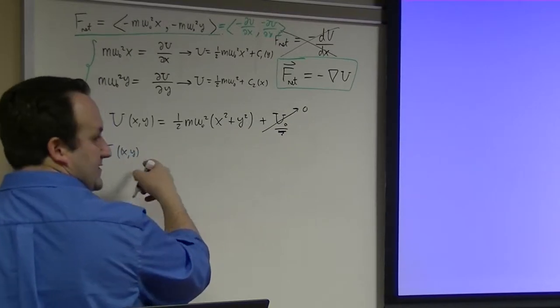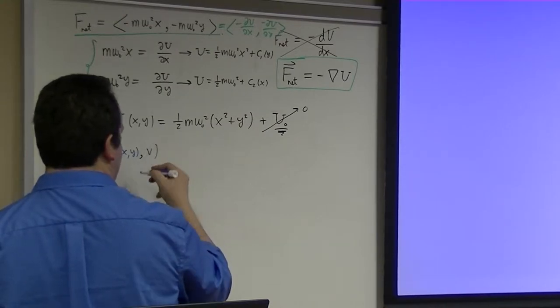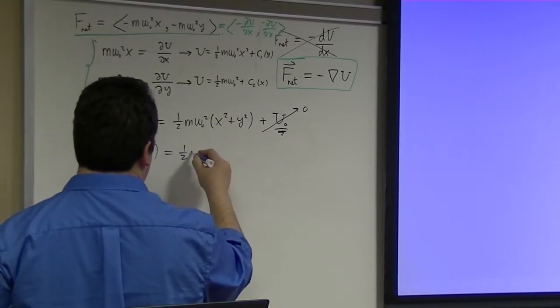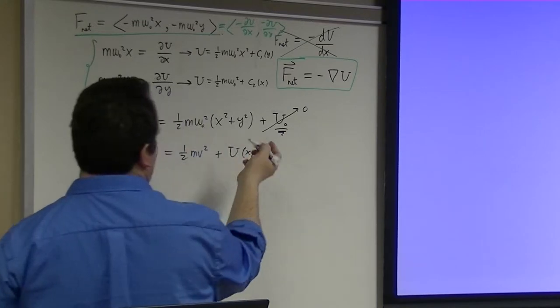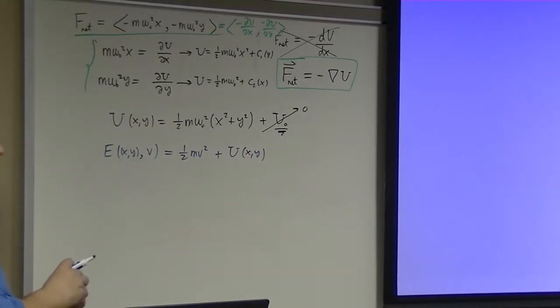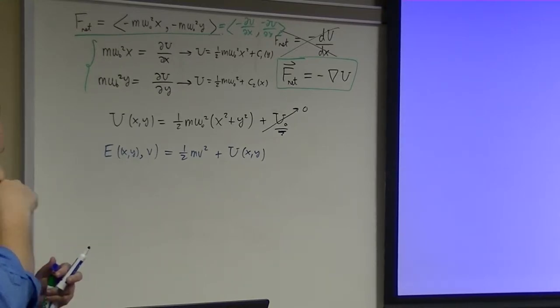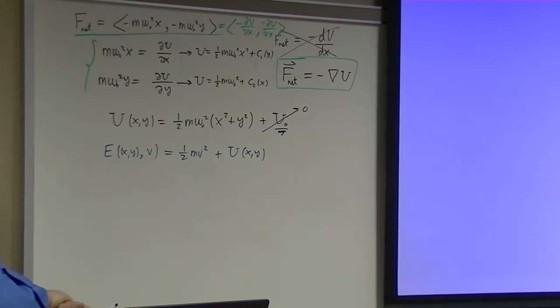The total energy is a function of where you are, x comma y, and also the speed, v. So total energy is 1/2 mv squared, that's the kinetic energy, plus the potential energy, which we just derived, this fancy formula up there. How much energy is there, though? Then he asks you questions about the total energy of the particle when x is equal to x naught and y is equal to zero and so forth.